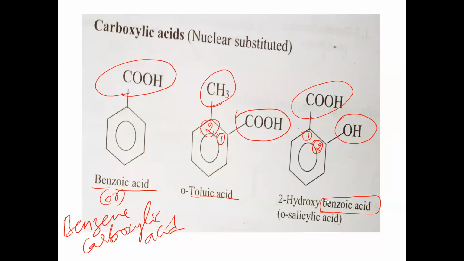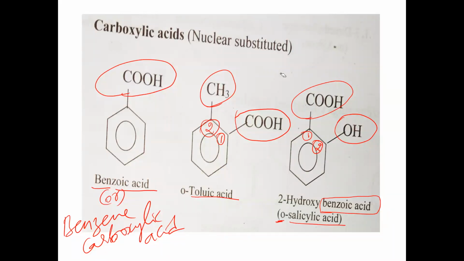This 2-hydroxy benzoic acid is also called ortho-salicylic acid. What is the second position here? Ortho position. That's why it is ortho-salicylic acid. So what does salicylic acid contain? COOH group and OH group. Both will be present on what? Benzene nucleus. It is called salicylic acid.